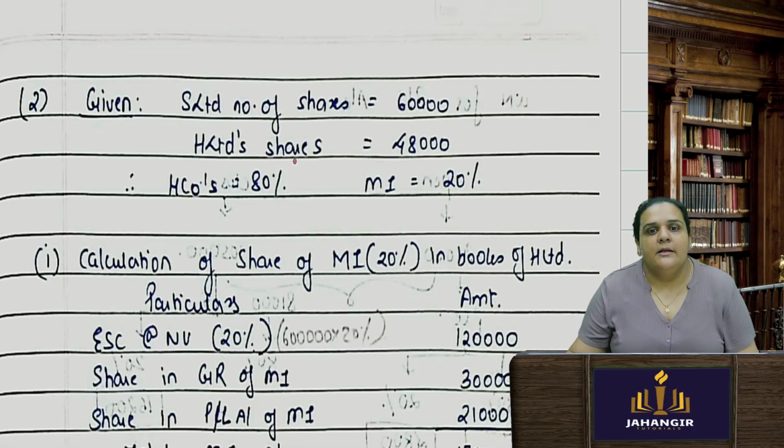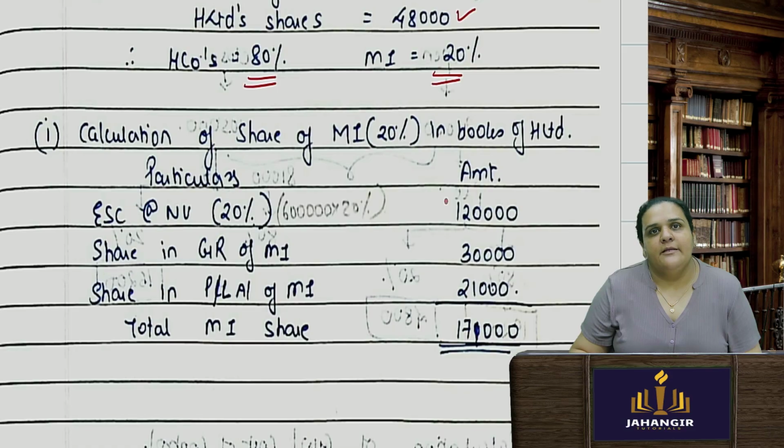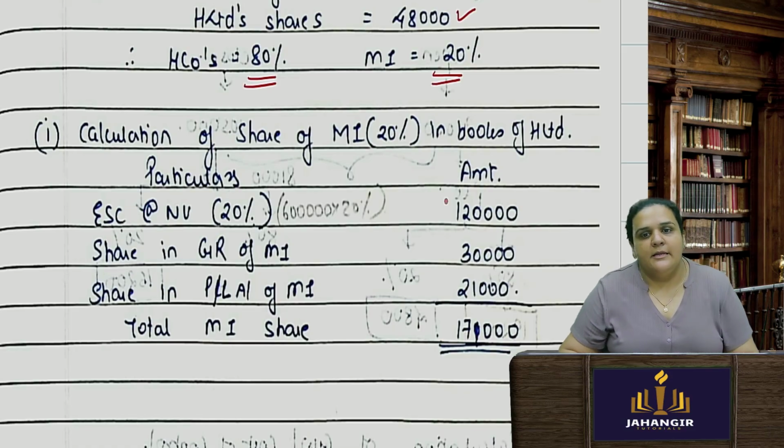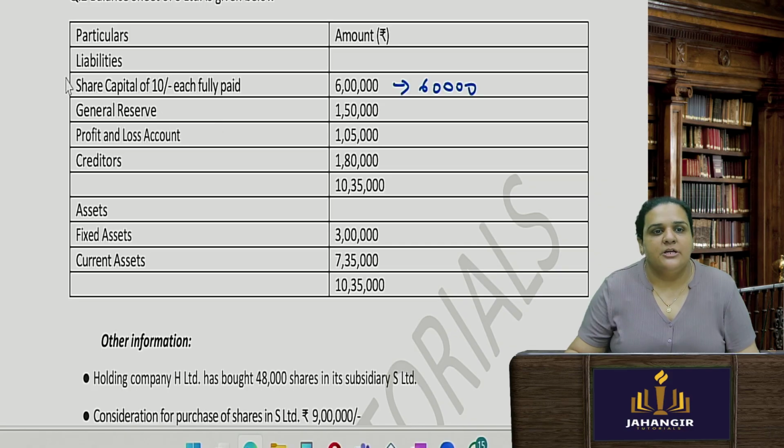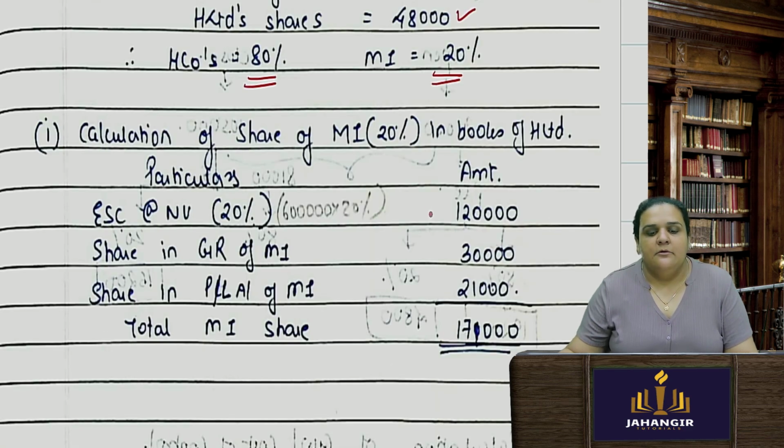From that, the holding company is holding 48,000. So the percentage holding is 80% and 20% is minority interest. First I am calculating the 20% minority interest share. Equity share capital, all these are shareholder items. Only three items are there. So equity share capital, 6 lakhs into 20%, is 1,20,000.